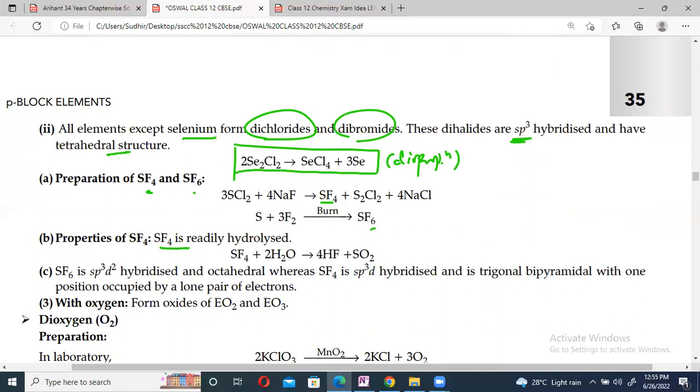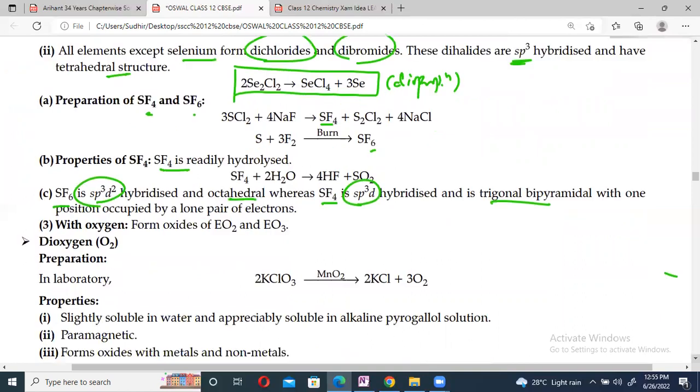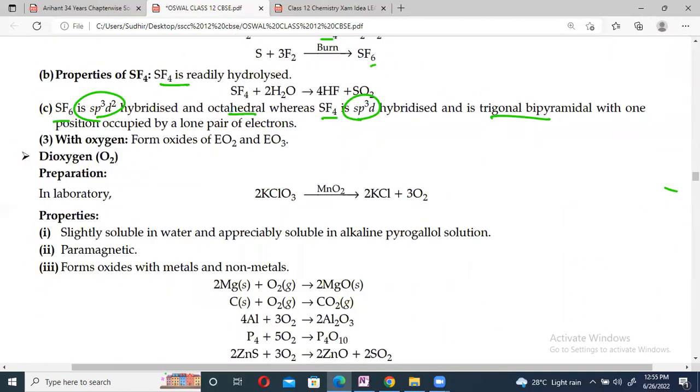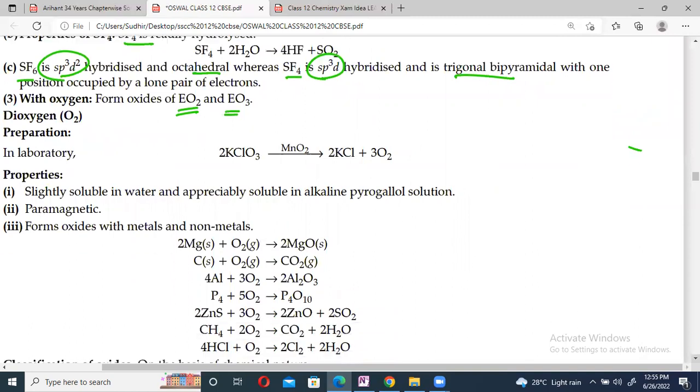Preparation of SF4, SF6. Properties: SF4 is easily hydrolyzed. SF6 has sp3d2 octahedral geometry. SF4 has sp3d TBP geometry. TBP means trigonal bipyramidal. With oxygen they can form oxides of the type dioxide and trioxide.